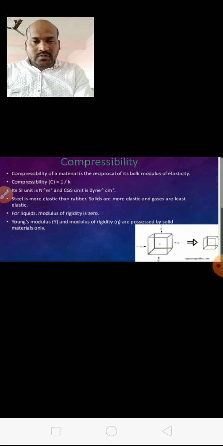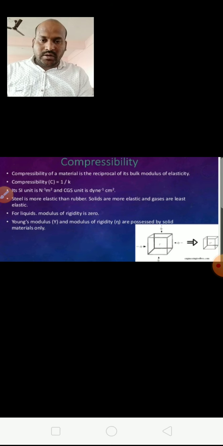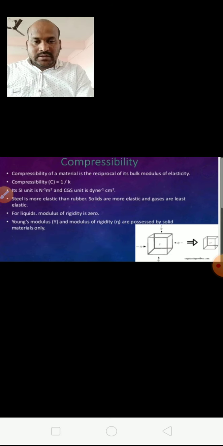Here, steel is more elastic than rubber, solids are more elastic, and gases are least elastic. For liquids, the modulus of rigidity is 0. So you have to remember all these things.